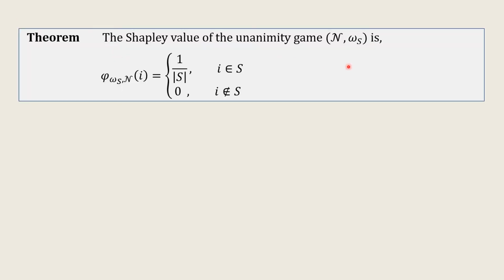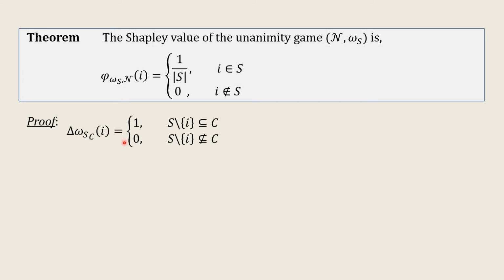Unanimity Shapley value. We'll prove this theorem. The Shapley value of the unanimity game N, omega S, where S is some predefined subset of N, is given by this expression. The Shapley value of agent I is 1 over the size of S if I belongs to S, and it's 0 if I does not belong to S.